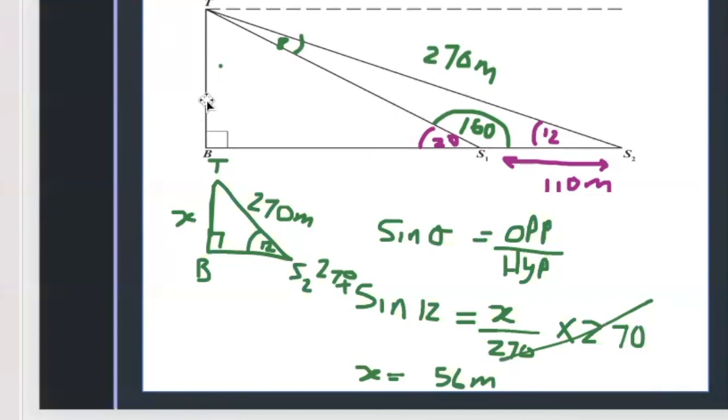I repeat. For this, we found the hypotenuse. We want the opposite side. So I just redraw this without this line that we have here. So this is a triangle and they want the height TB. So here we have the hypotenuse, the longest side, and we have an angle, and it's a right angle triangle. So to find the unknown, which is the height, I have to say sine theta is equal to opposite over hypotenuse, where the opposite side is what we're trying to find, and the hypotenuse is 270. To get rid of something in a denominator, we multiply both sides by what is in the denominator, which is 270. This cancels, and multiplying 270 times sine 12, I'm getting 56 meters. And that's it.